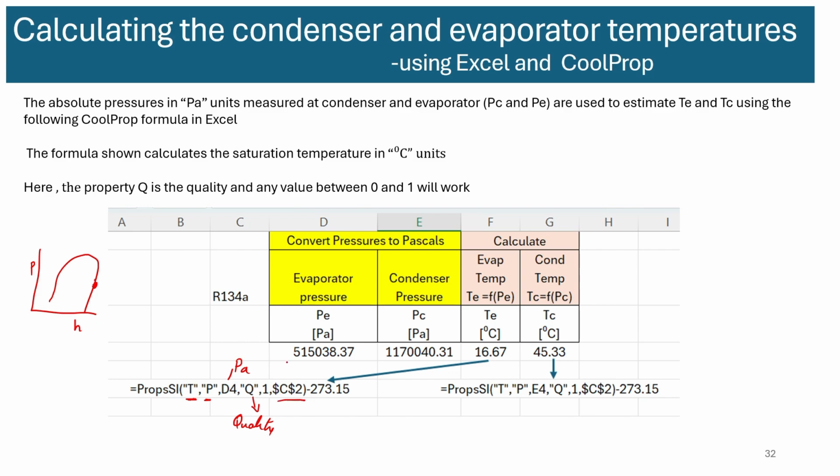And the C star 2, it is trying to call the refrigerant name. Okay. This is converting the Kelvin value to degree C. So finally, this is the T evap for that particular pressure. Similarly, the condenser pressure is used to calculate the condenser temperature. Okay, very similar formula. All right, so that's how we estimate the evaporator and condenser temperatures using CoolProp.